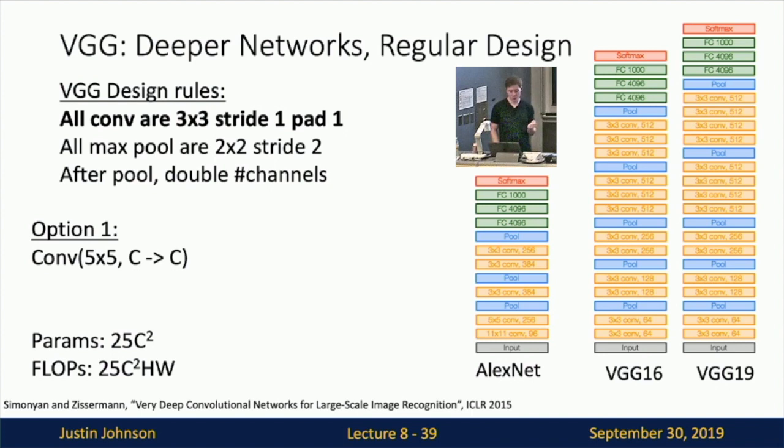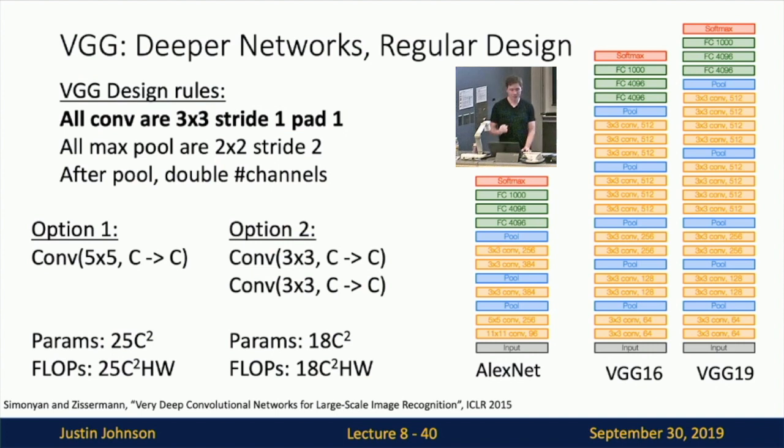This convolutional layer would have a number of parameters: 25C squared, because we've got C convolutional filters, and each one has 5x5 by C, so it's 25C squared learnable parameters in this layer, ignoring the bias. The number of floating point operations it costs to compute this layer is 25C squared HW, because the number of outputs from the layer is H by W by C, and the cost of computing every one of those outputs is 5x5 by C. So the overall cost of the layer is 25C squared HW.